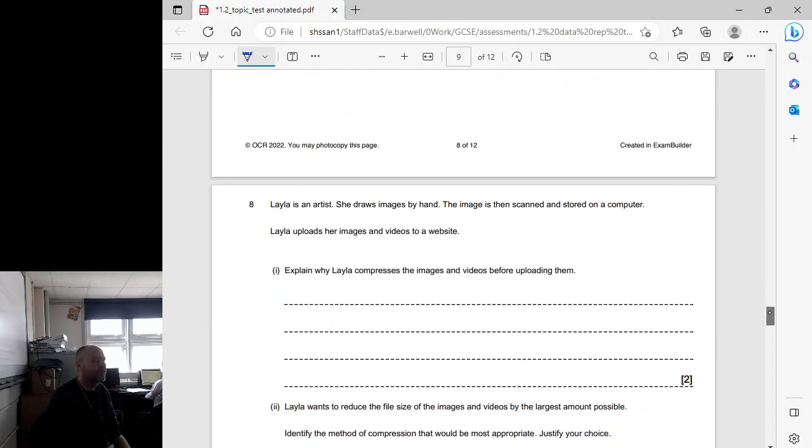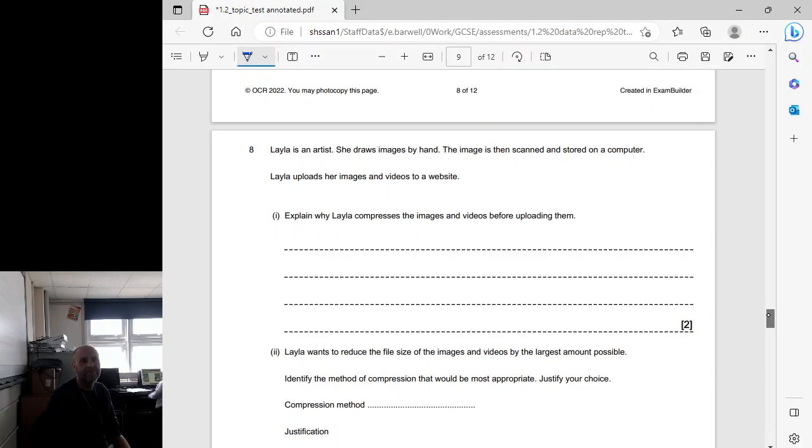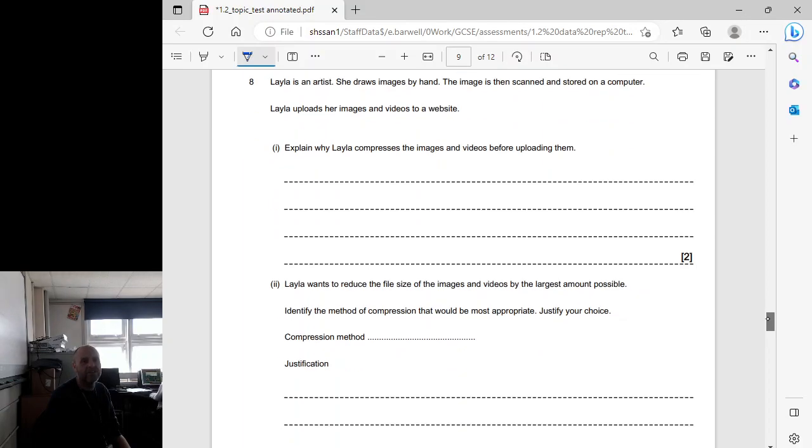Another compression question. Right, so we've got Layla, she's an artist, she's doing images and videos for a website. Why is she compressing them? If you've answered that question previously, you won't get this level of repetition in a test, but you might get some questions that step on each other's toes. But obviously this is a repeat of the previous question.